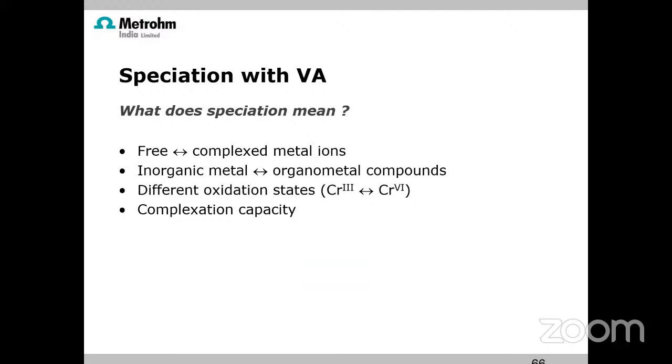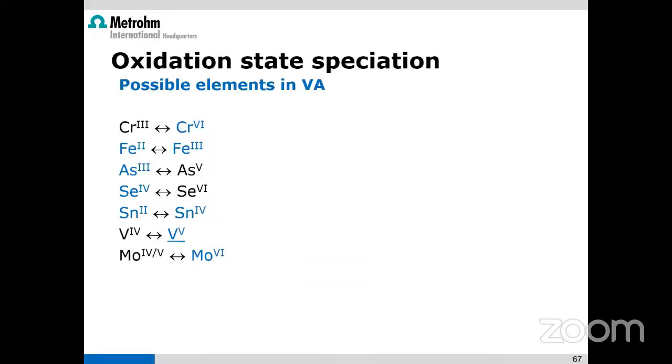One more advantage of VA is that you can do speciation. You can determine different oxidation states of the same metal: chromium 3, chromium 6, Fe2, Fe3, arsenic 3, arsenic 5. These are further advantages of VA where we can do speciation. When you compare with complementary techniques like ICP MS or ICP OES or AES, with ICP OES you cannot do speciation, whereas with ICP MS it is possible.